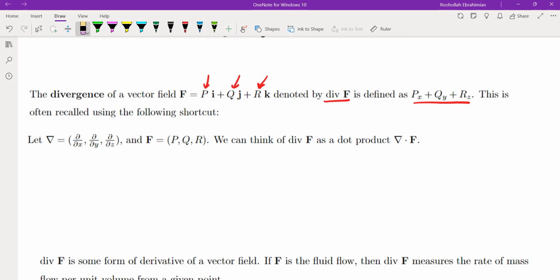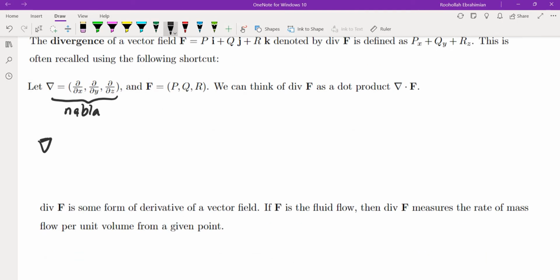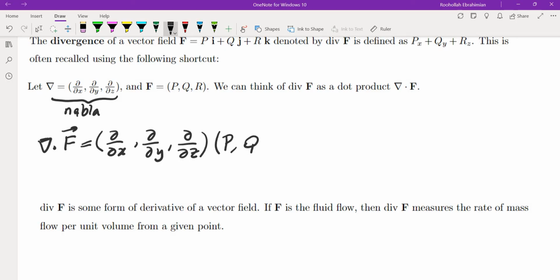Now, there is a shortcut to remember this formula, and that uses this operator called nabla, the Greek letter nabla, which is partial with respect to x, partial with respect to y, partial with respect to z. If you find the dot product of this and f, that's the same thing as the dot product of this operator and PQR.